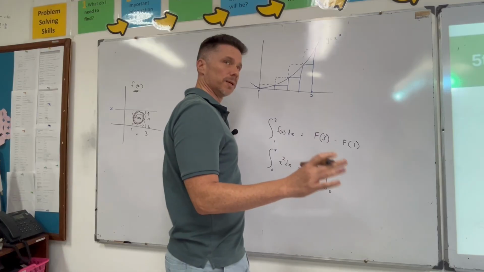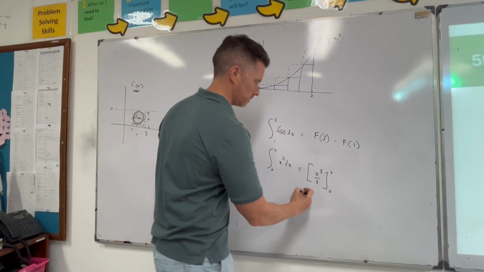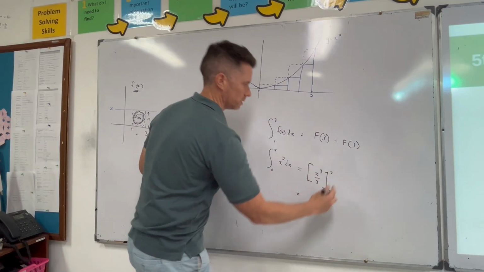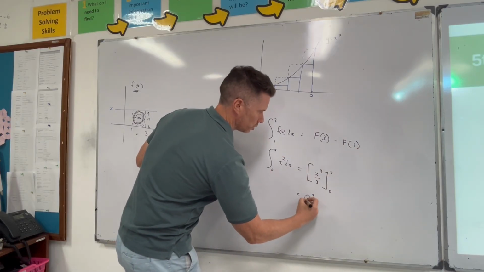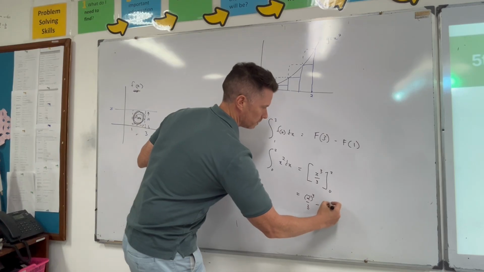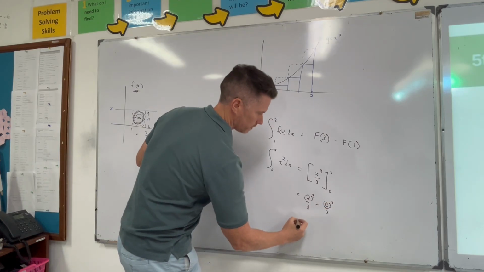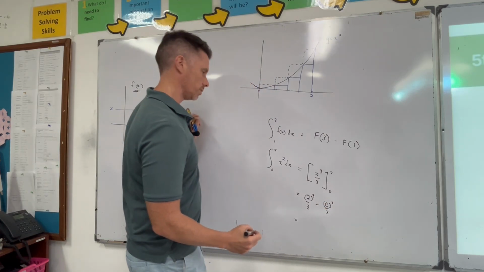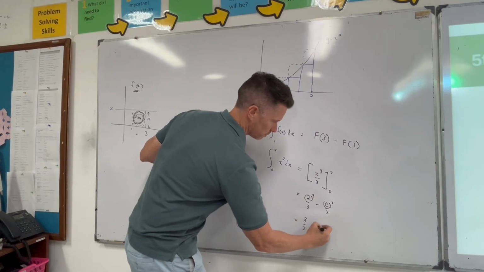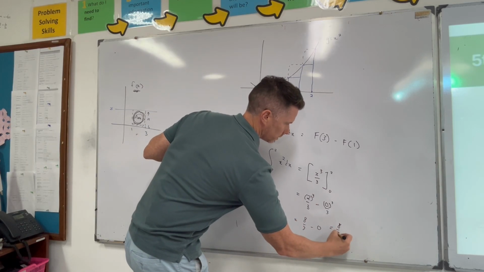Now that's just an intermediary stage between writing this. I'm going to sub in 2, and then I'm going to take away subbing in 0. So 2 cubed over 3, and I'm going to take away 0 cubed over 3. Which gives me an answer of, well, 8 over 3 minus 0, which is just 8 over 3 units.